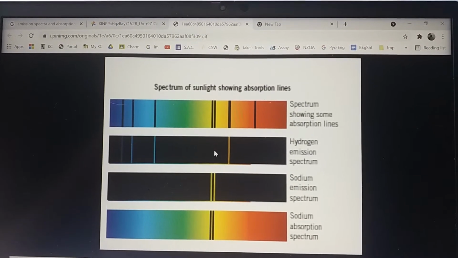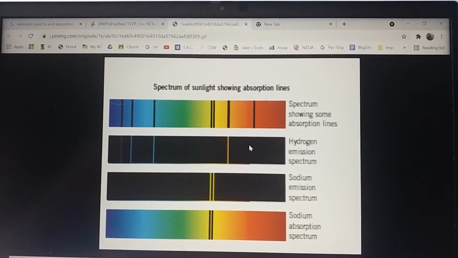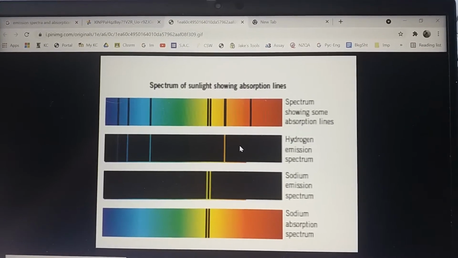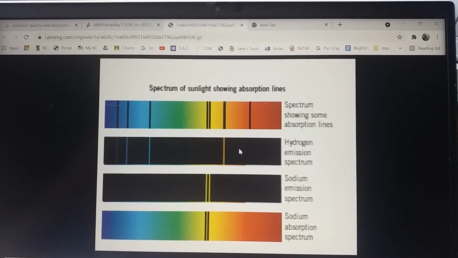The hydrogen emission spectrum is kind of annoying actually. I thought the picture would be better than that, but we're stuck with it now because I want to keep going.